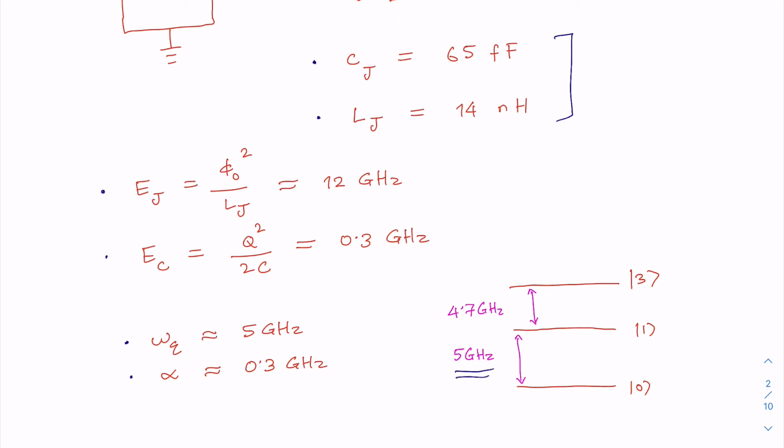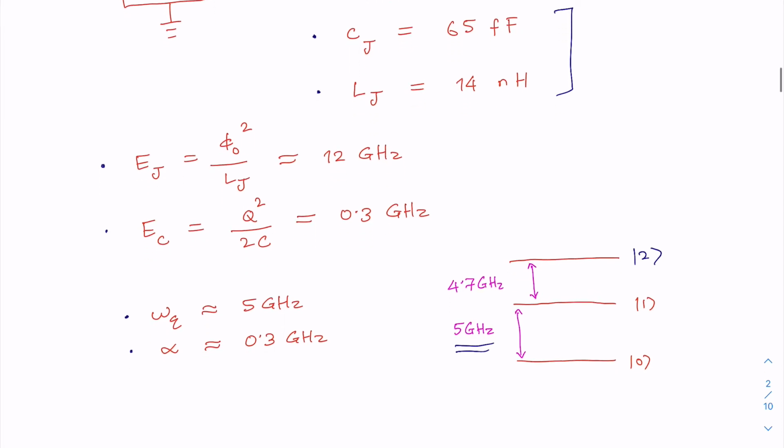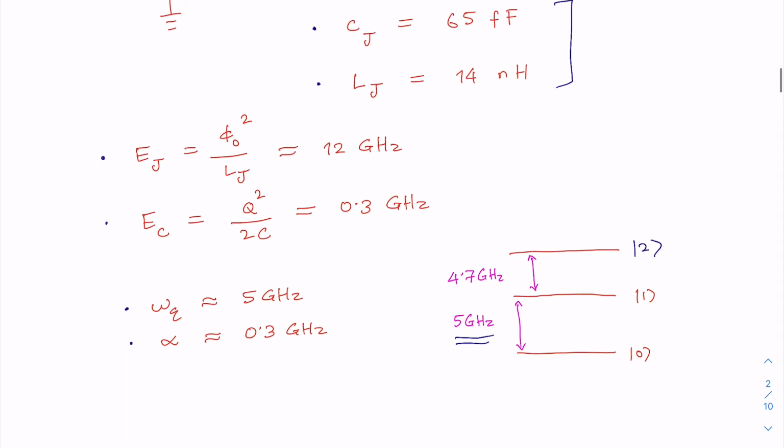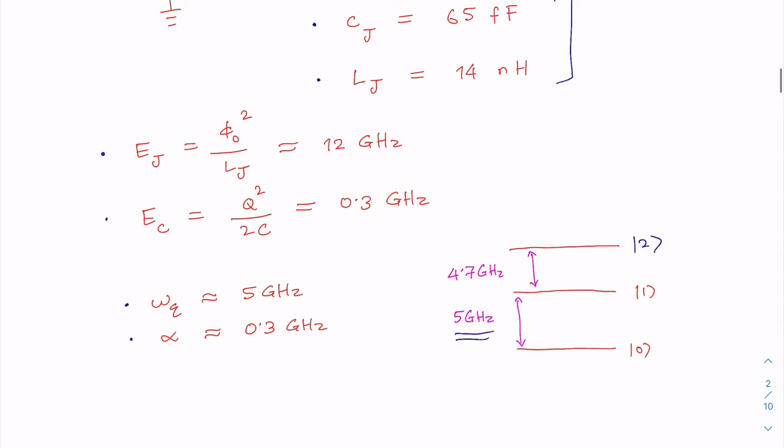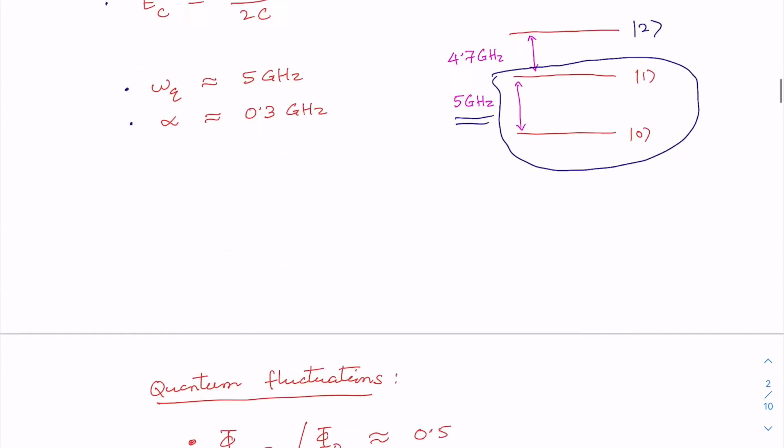On the other hand, the energy difference between the second excited state and the first excited state is 4.7 gigahertz. So the energy levels are no longer equally spaced, and we have anharmonicity. Anharmonicity is introduced now, and as we discussed in the last class, this is very critical, because in that case we can utilize it as a qubit, and it is very useful for quantum information processing kind of exploitation.